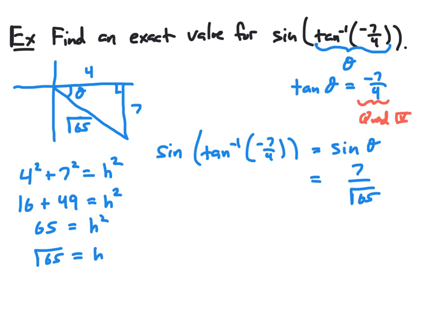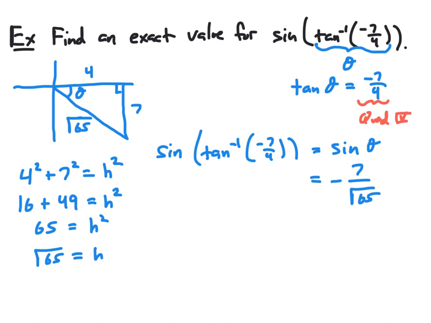However, we do need to remember that we are in quadrant 4. And in quadrant 4, the sine is negative. And so we do have to account for that by making this a negative 7 over square root 65. The only reason we know to make this a negative is the fact that the tangent of this angle is a negative value, which tells us that we're in quadrant 4.